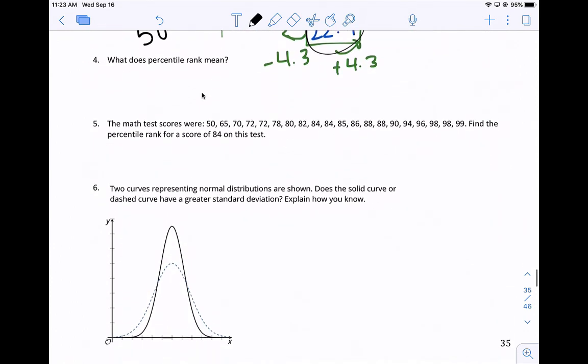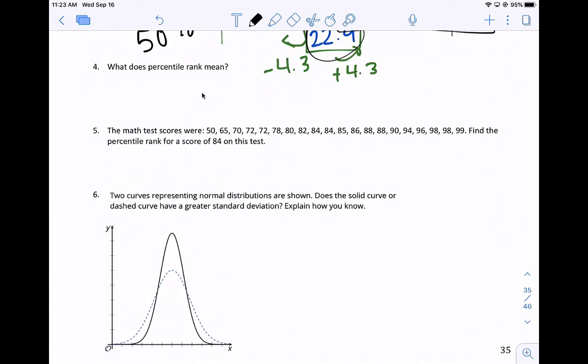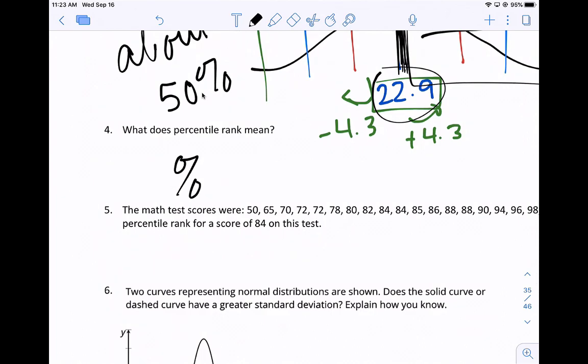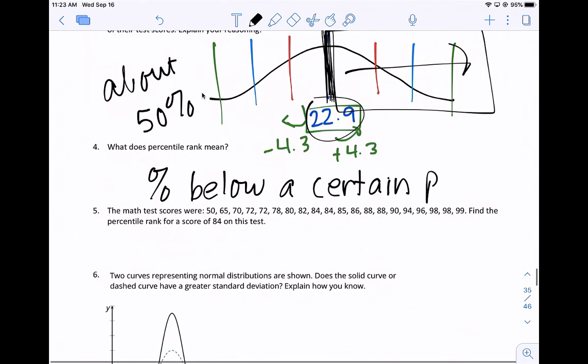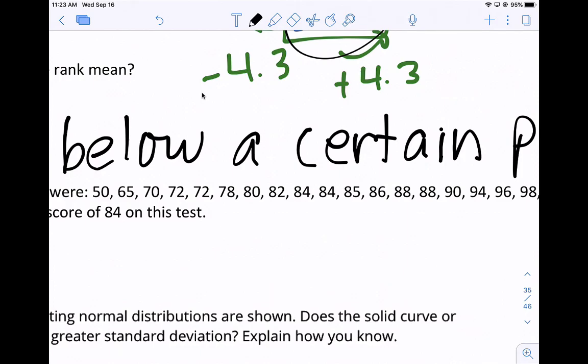Okay, next question. What does percentile rank mean? It means the percent below a certain point. So let's use that to figure out 5 and 6. It says the math test scores were as following. Find the percentile rank for a score of 84 on the test. And if you've noticed, I have put them in order, so that's nice. Otherwise, if they weren't in order, we would put them in order.